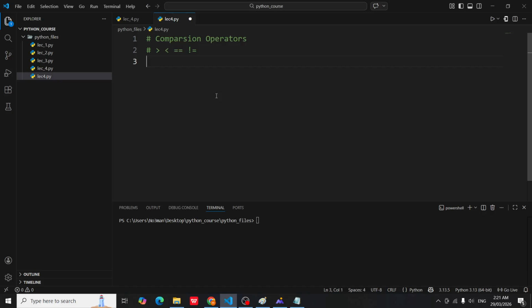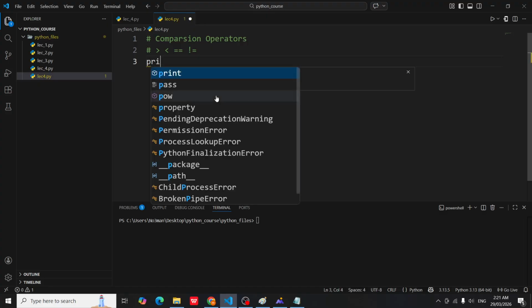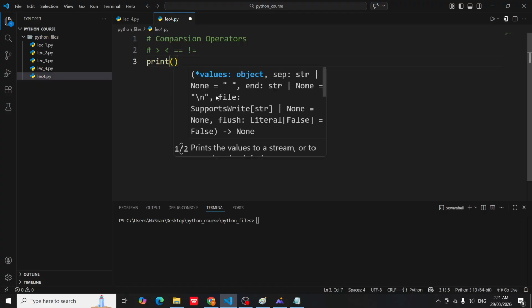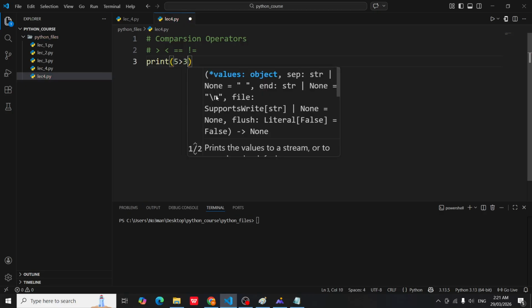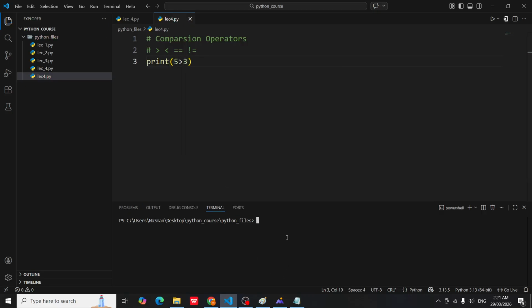Let's take an example. If we print 5 greater than 3, let's save it, let's run the file. It gives me true, that means that's true.